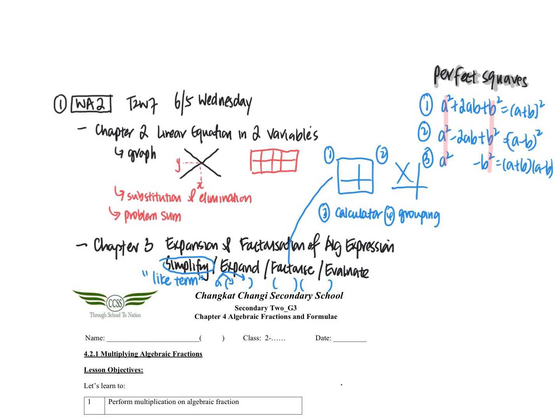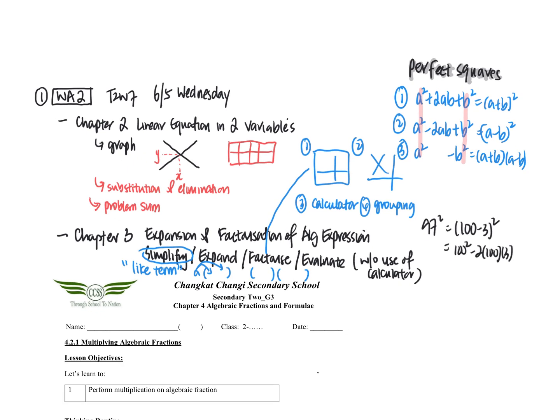There will be one part where they ask you to evaluate without the use of a calculator. For example, they give you 97 squared, then you need to change it to this one, and then you expand without using a calculator. Something like that, to find the answer for 97 squared. So this is the application part. So that's chapter 3 for you.